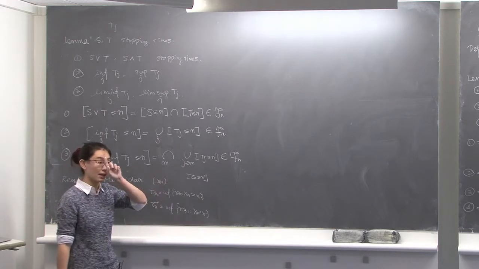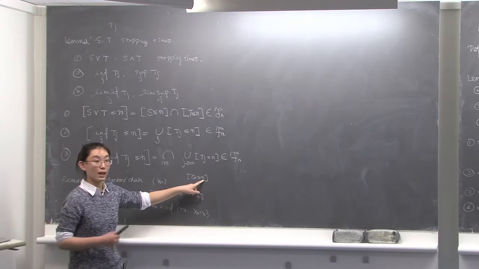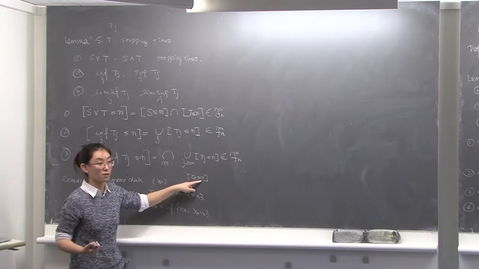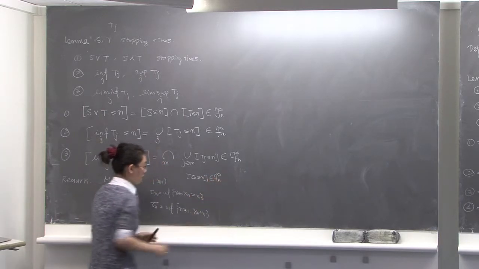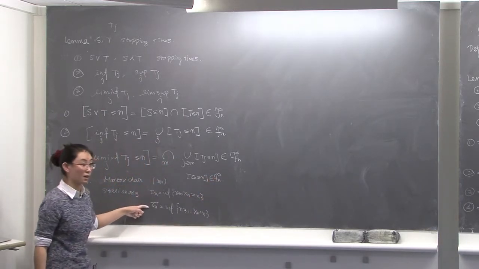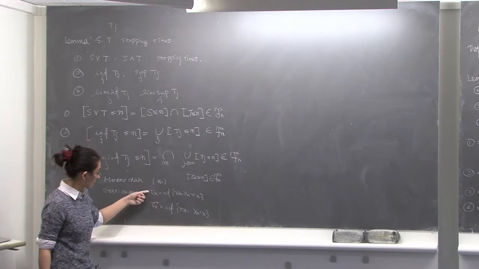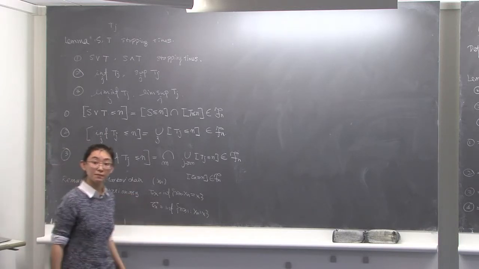So tau x less than n means that before n, we already hit x. Of course, this event only needs the information up to time n. It doesn't need the information from the future part. So this is contained in the natural filtration Fn. And this tells us, in fact, we already met stopping times in our first part, we just didn't give it the name. In fact, this hitting time and the first return time are both stopping times.